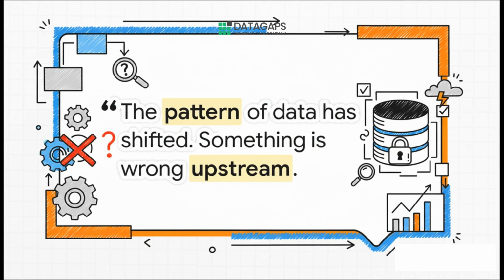But check this out. Your data observability system would have caught this way earlier and in a much smarter way. It wouldn't just be checking the final numbers. It would be analyzing the behavior of that data stream. It would see a sudden drastic shift in the whole statistical pattern of the data and raise an alarm telling you, hey, something is broken upstream in the system itself.